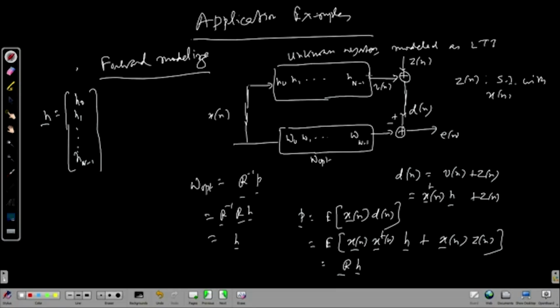This is called forward modeling, okay, because input is going in the forward direction and that is what I am modeling. Okay. This is the basic scheme, and this scheme has been used in several contexts which we will consider, okay, forward modeling as some applications.